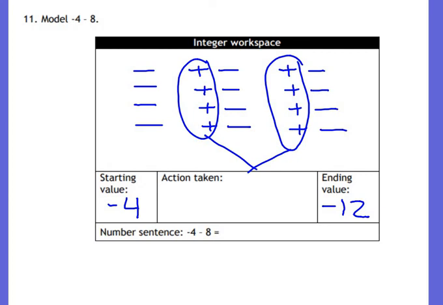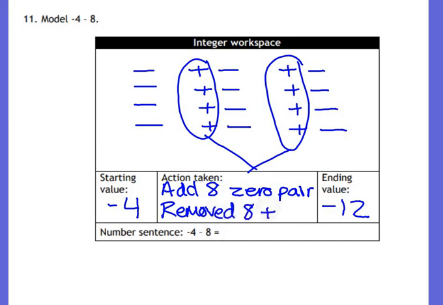What actions were taken? Added 8 0 pairs. Then what? Removed 8 positive tiles. So what is negative 4 minus 8? Negative 12.